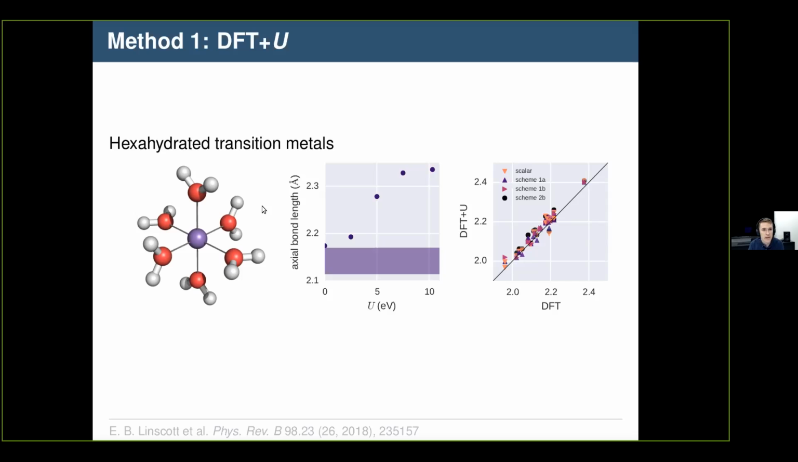Thankfully, if we apply a correction to the oxygen 2p subspace, we get back to this nice alignment. Here, DFT gets the geometries pretty good for these systems. So to see those on the straight line is satisfying.